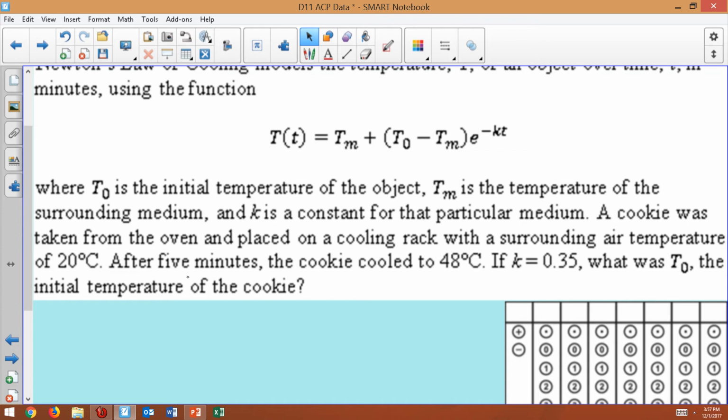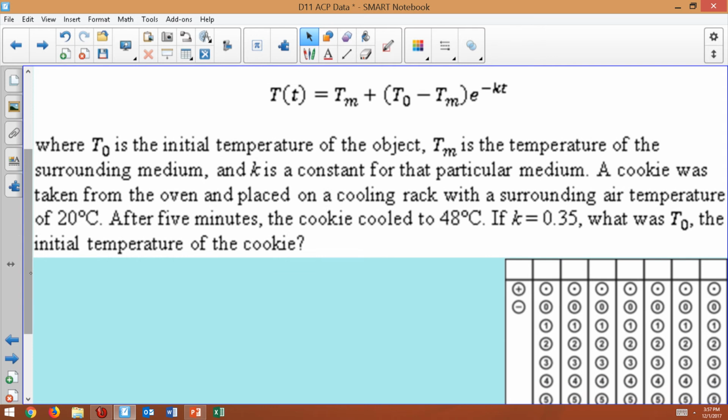A cookie was taken from the oven and placed on a cooling rack with a surrounding air temperature of 20 degrees Celsius. After 5 minutes, the cookie cooled to 48 degrees. If K is this, what is the initial temperature? Well, all you have to do is plug in, and honestly, you could insolve this. It says the surrounding air temperature is 20, so that means the medium here is 20 degrees.